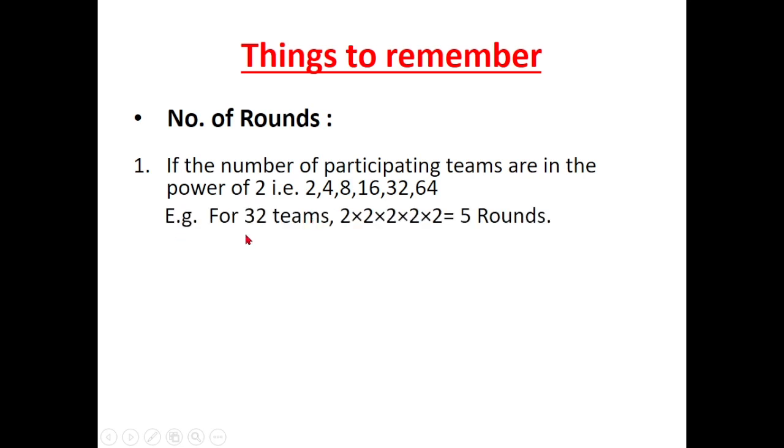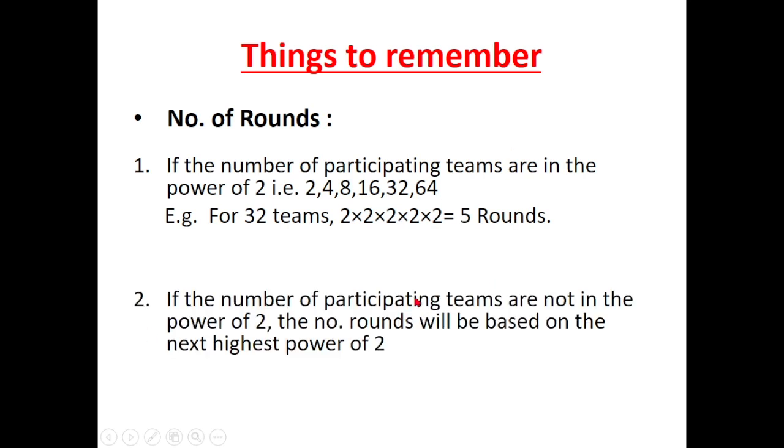For instance, there are 32 teams, and as you can see, it is in the form of a power of 2. What do we do in that case? We write it: 2 times 2 is 4, 4 times 2 is 8, 8 times 2 is 16, 16 times 2 is 32. We count the number of 2's here: 1, 2, 3, 4, 5. That means 5 rounds.